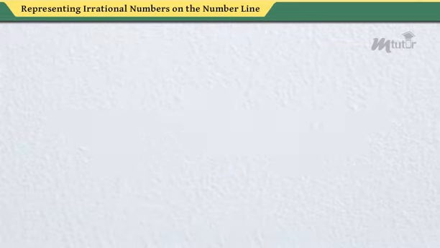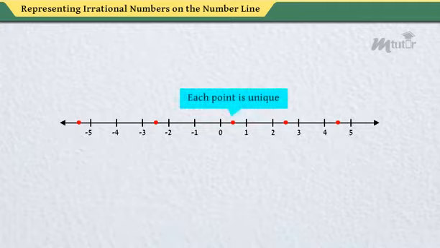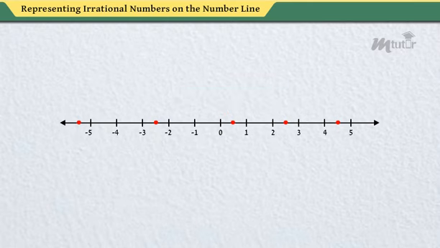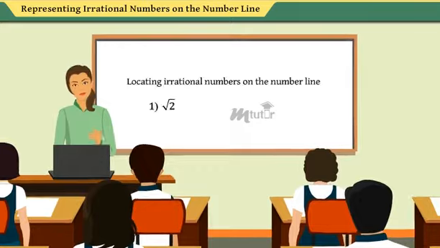Thus, every real number is represented by a unique point on the number line. Also, every point on the number line represents a unique real number. Hence, we call the number line the real number line. Let us now see how we can locate some of the irrational numbers on the number line.